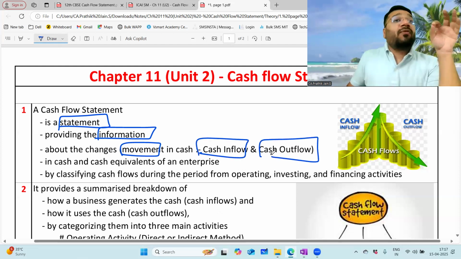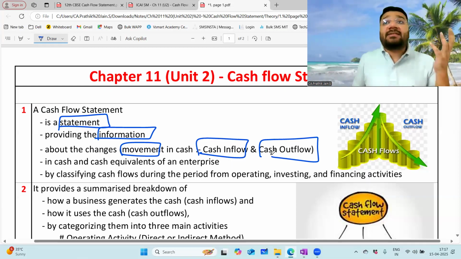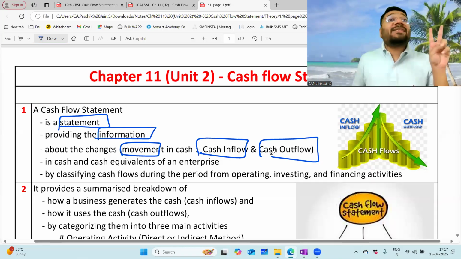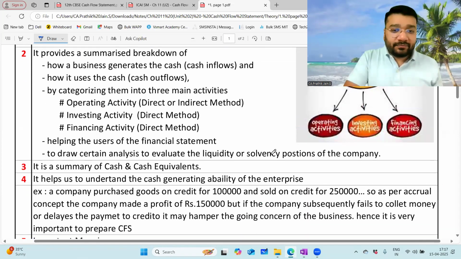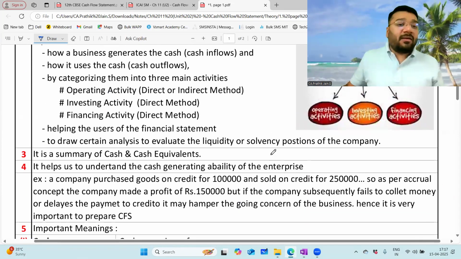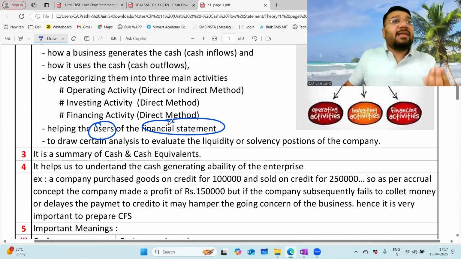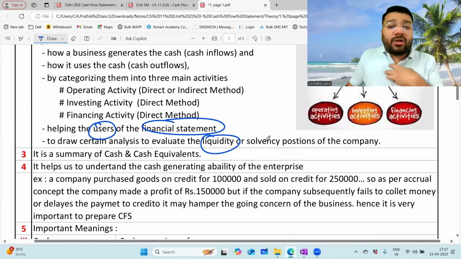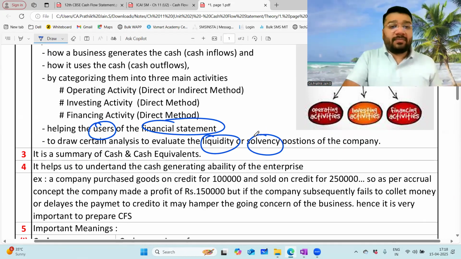And this cash inflow and outflow, you cannot record just like that. You have to record it in a very categorical way. So cash inflow and outflow has to be categorized under how many activities? Three activities. First is operating activity. Second is investing activities. Third is financing activities. And with this data, the users of the financial statement can draw some analysis, can derive some information out of it, based on which the liquidity position or the solvency position of the company is known.